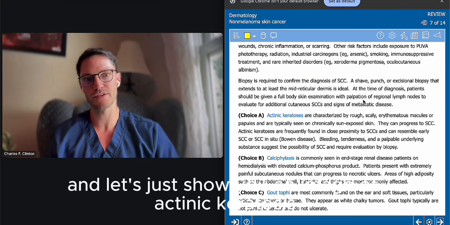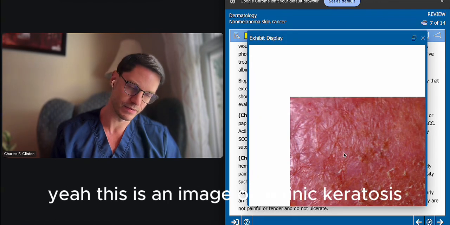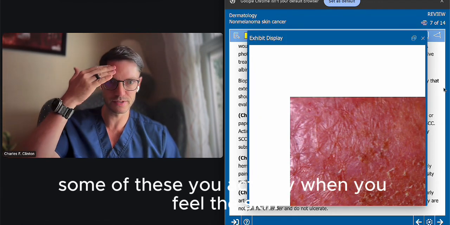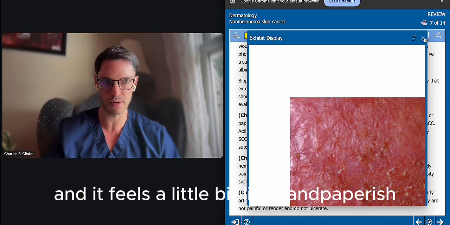And let's just show you an image of actinic keratosis. Yeah, this is an image of actinic keratosis. Some of these, when you feel the skin, you might not even see it clearly, but you feel it and it feels a little bit sandpaper-ish.